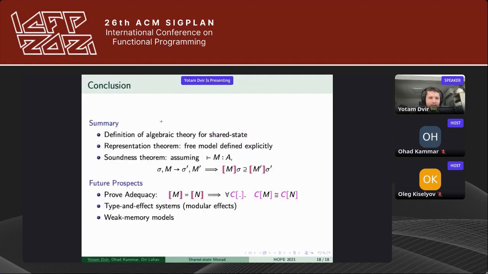So in conclusion, we've defined an algebraic theory for shared state. We've proven a representation theorem, an explicit definition of the free model as a monad. And we've proven the Soundness Theorem. Hopefully we can use this Soundness Theorem and some kind of definition of a logical relation to prove adequacy. We also have other things that we plan for the farther future. And that's it. So thank you very much.